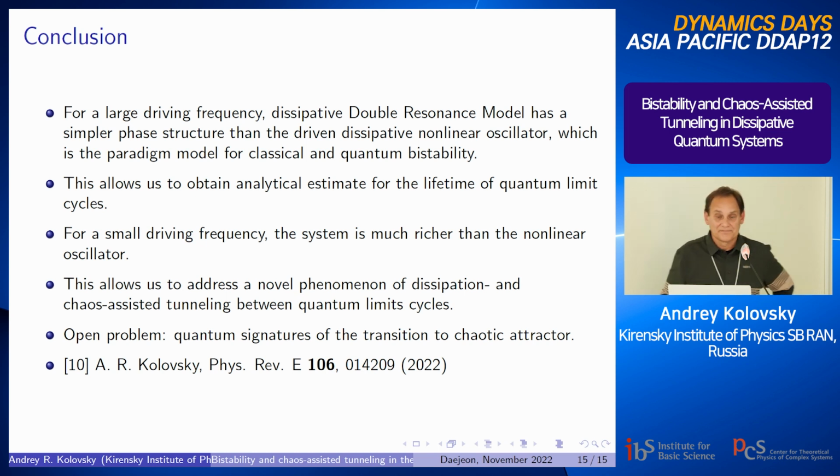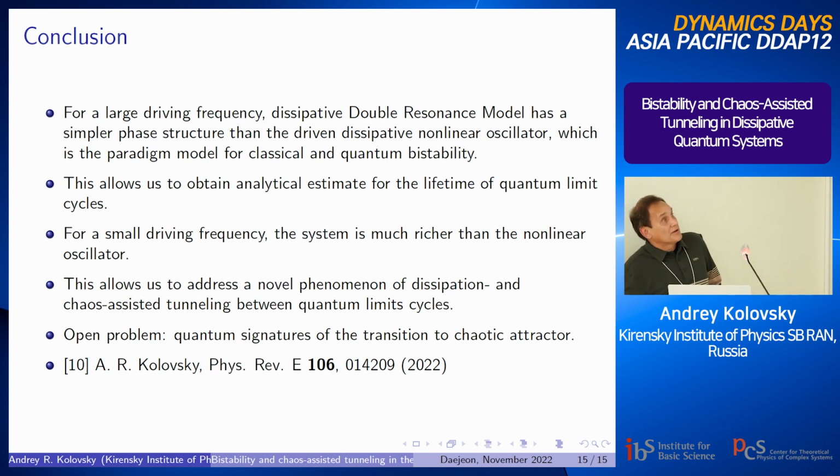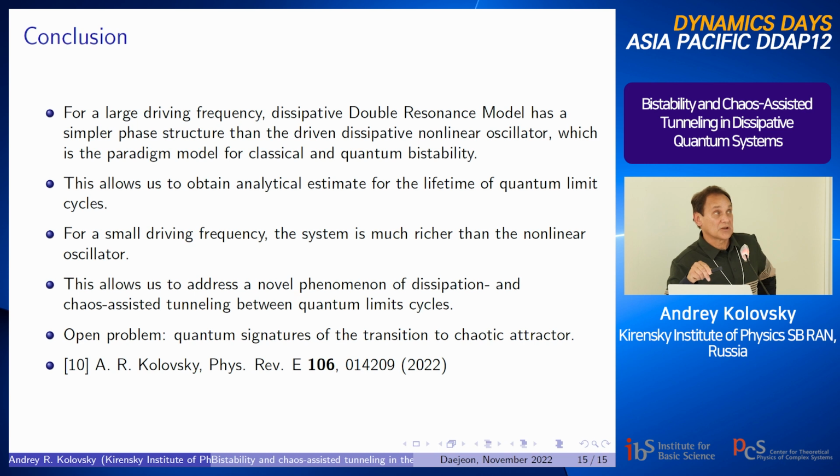Conclusions. Okay, this is just a repeat that this system is, on the one hand, richer than the driven dissipative oscillator, on the other hand, simpler. Because it's simpler, we get an analytical estimate for the lifetime of the quantum limit cycle. But for solid state it is richer than the nonlinear oscillator, and we address the novel phenomenon of dissipation. This is what was added to the Hauss-assisted tunneling.